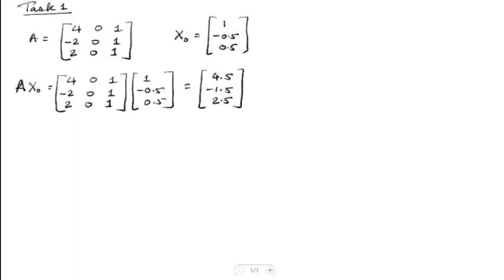Now I hope you all know how to calculate this vector here. I'll show you for the first element how to calculate it. So you have 4.5 here, which is the multiplication of the first row times the first column. So 4 times 1, plus we have 0 times minus 0.5, plus we have 1 times 0.5. Okay, that would give us 4.5.